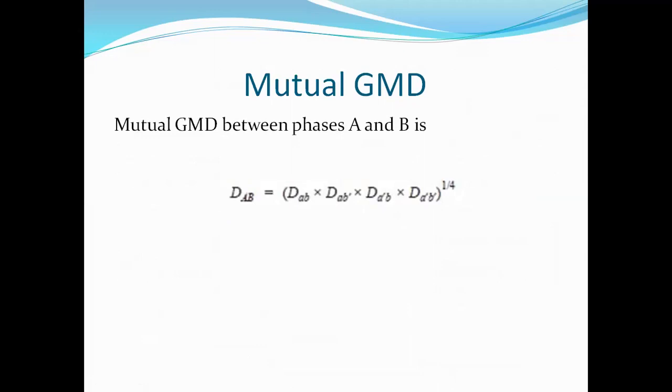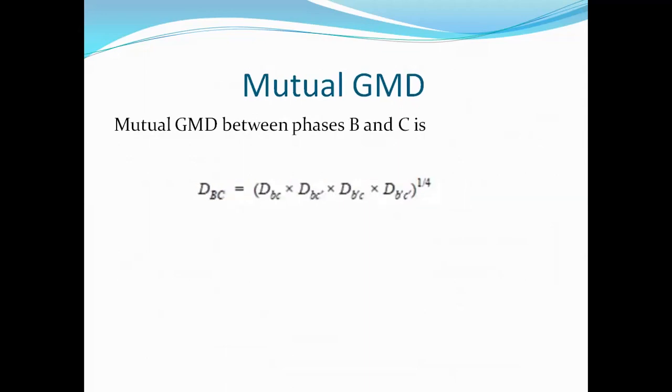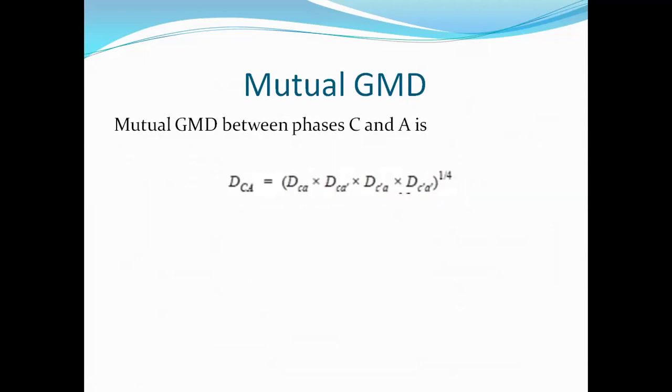So what will be that? This is the same as the previous one. This is DAB. That means in how many ways can we arrange these A and B phases? Four ways: AB, A dash B dash, AB dash, and A dash B, to the power 1 by 4. What will be the mutual GMD between B and C? It is the same as the previous one. DBC equals DBC into DBC dash into DB dash C into DB dash C dash, to the power 1 by 4. Similarly, between CA, it is CA into CA dash into C dash A into C dash A dash.